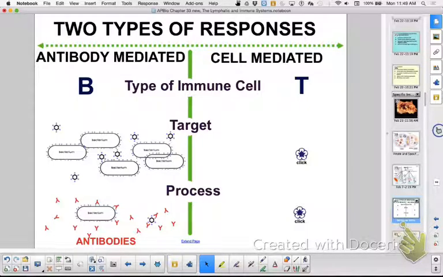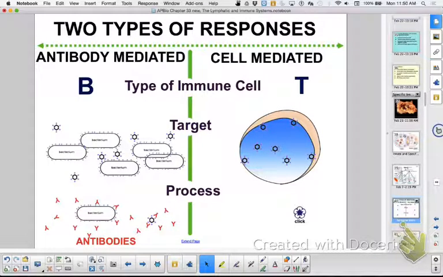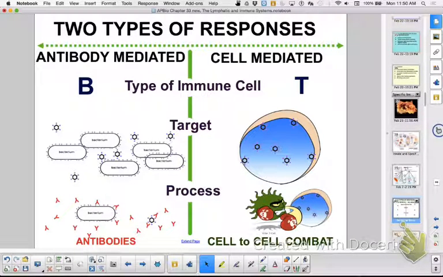Okay? T cells are different. T cells, their target are our own body cells that have the terrorists within them, like we were using Kang as that example. He had the blue clicker virus in him. And so he can't help but display that virus, and those T cells will do cell-to-cell combat. Come right in contact and kill.